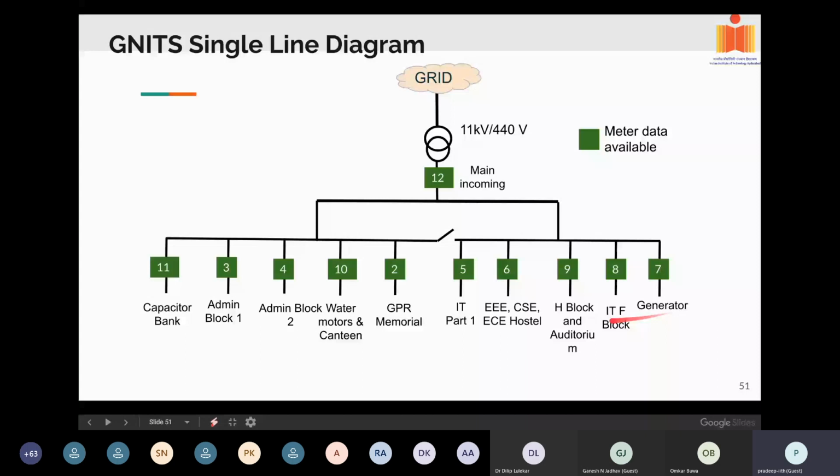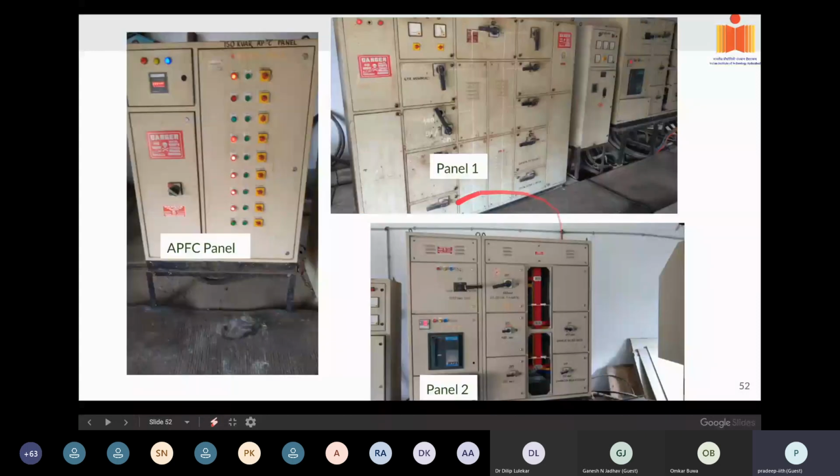So these are actual photographs of the meters. Again, you can see there are no panel meters in their panels. So again, we gave the list of materials and they developed a metering panel like this.